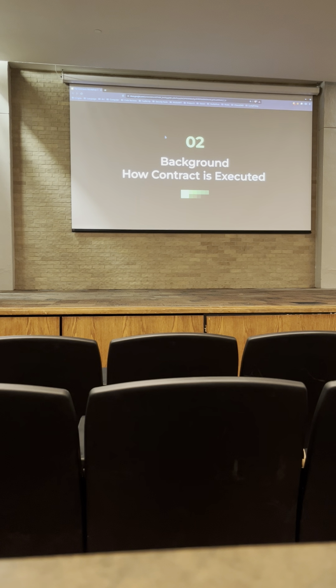So here's a little background of how a typical smart contract versus a fat contract is executed. We'll start with on-chain computation and then go towards the off-chain computation model.